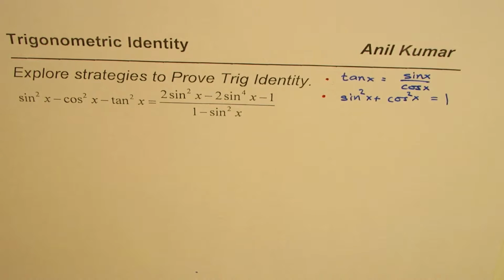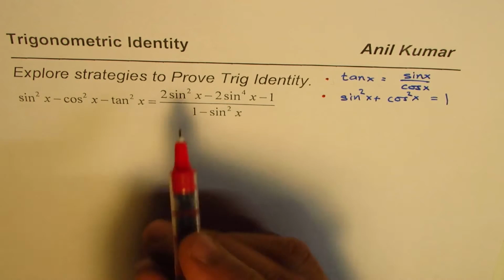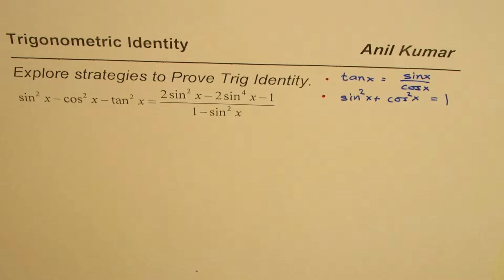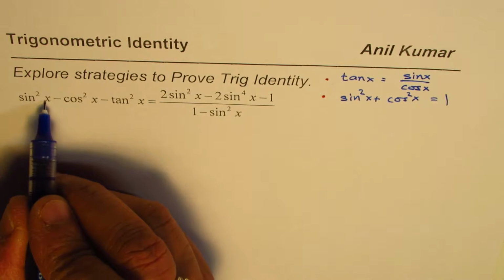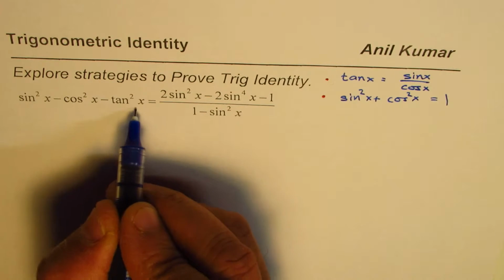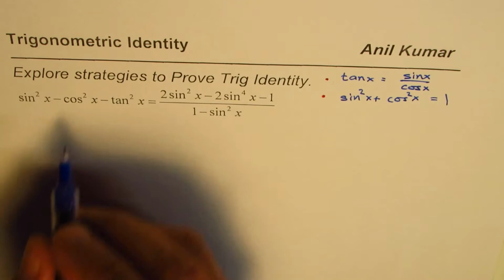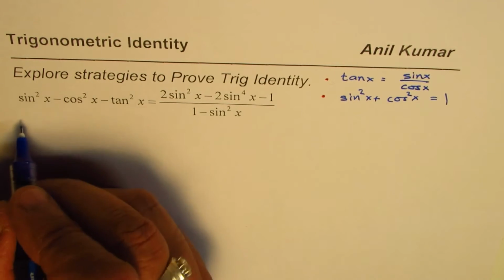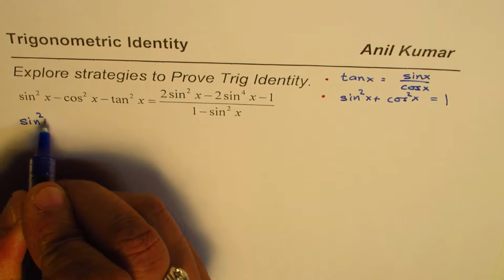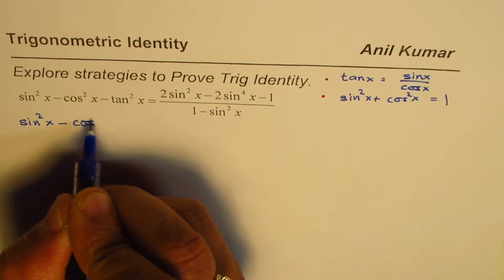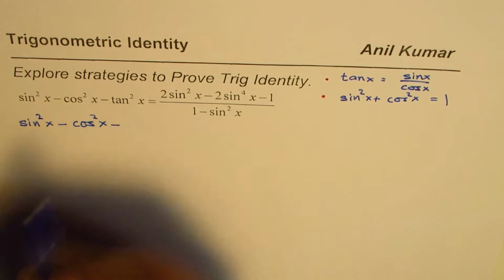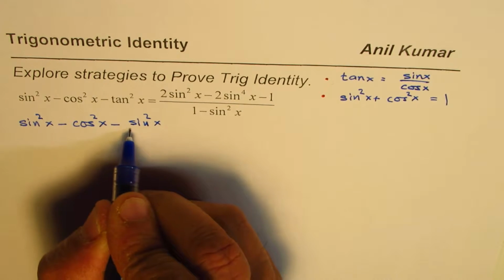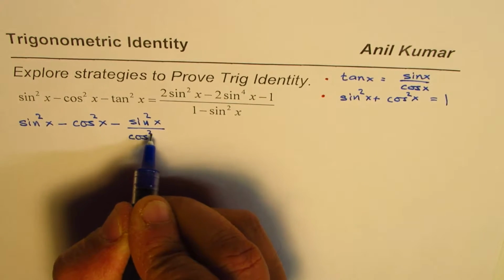Now in this particular case, you could do it from either side, but I'll prefer to start from the left hand side. Left hand side is given as sine square x minus cos square x minus tan square x. In this I will write tan square x as the ratio of sine and cosine. So let me rewrite this as sine square x minus cos square x minus sine square x divided by cos square x. That is my first step.